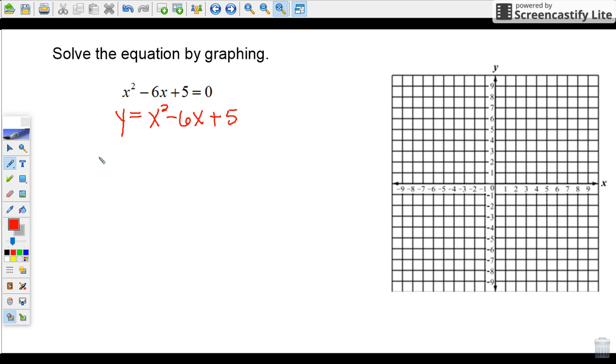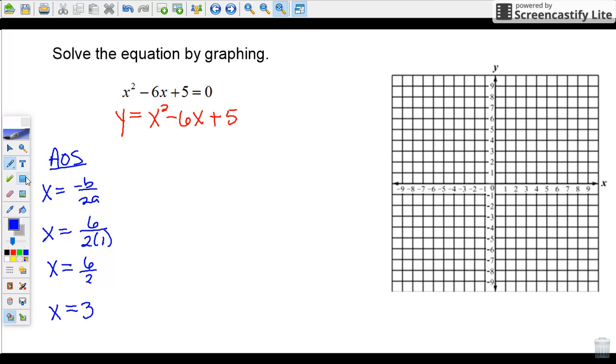Now we have to find our axis of symmetry and our vertex. So axis of symmetry, x equals negative b over 2a. Negative b would be positive 6 over 2 times 1. So that ends up being 6 over 2. So our axis of symmetry is 3. So we'll graph that. Right there.